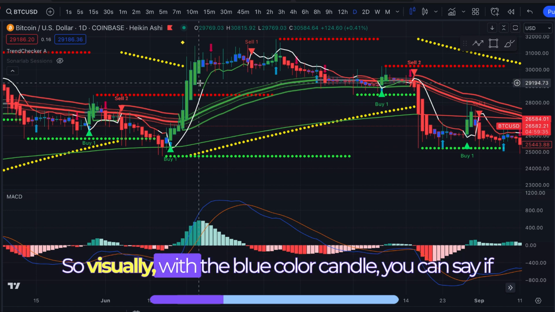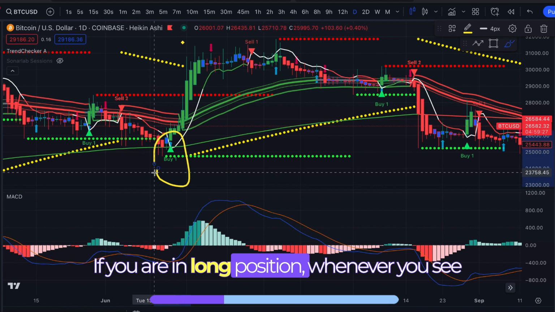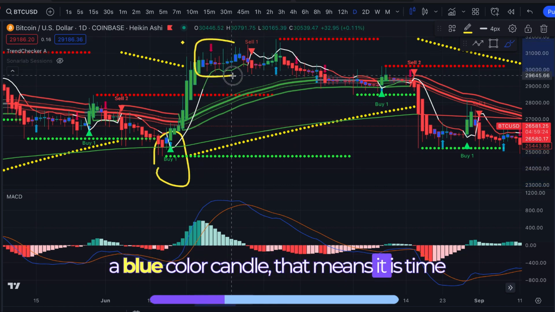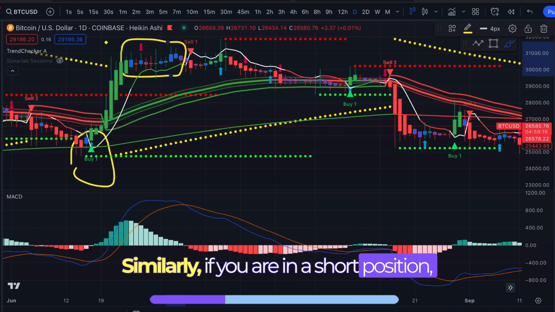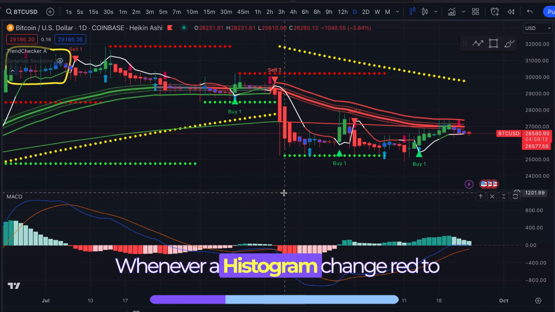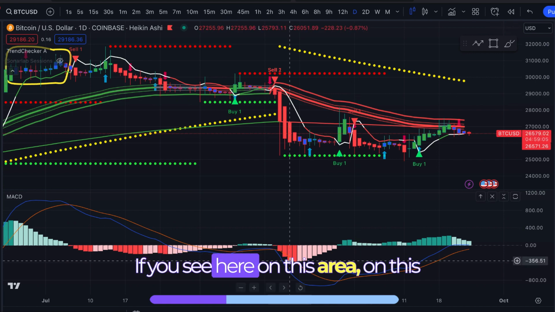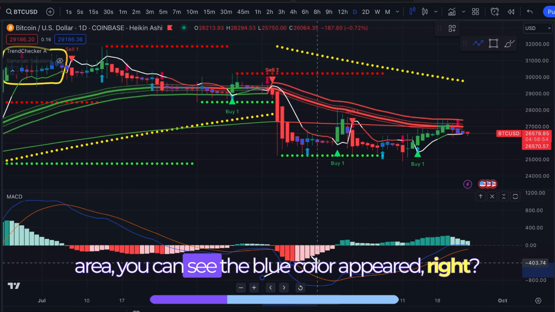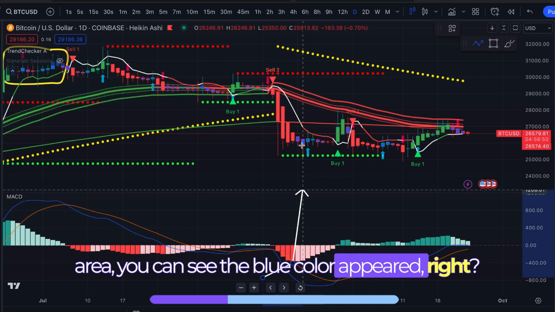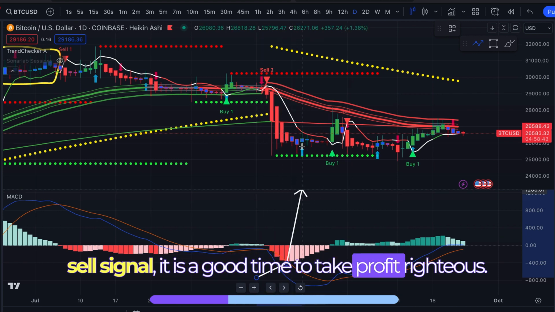So visually, with the blue color candle, if you are already in a long position with this buy signal, whenever you see a blue color candle, it is time to take profit or close the trade, right? Similarly, if you are in a short position, you will see a blue candle whenever the histogram changes from red to reddish-white. In this area, you can see the blue color appeared, right? That means if you are in a short position with this sell signal, it is a good time to take profit.